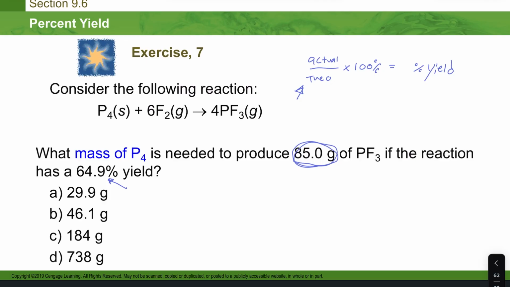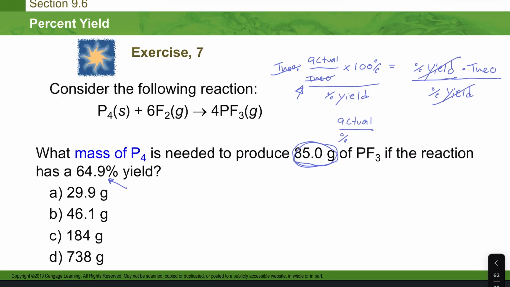So we'll have to do a little bit of algebra to this. In order to do that, we will multiply both sides by theoretical to resolve for the theoretical yield. That's going to cancel out this right here. And we will divide both sides by percent yield. That comes up with actual divided by percent yield, these will cancel, times 100% equals theoretical.